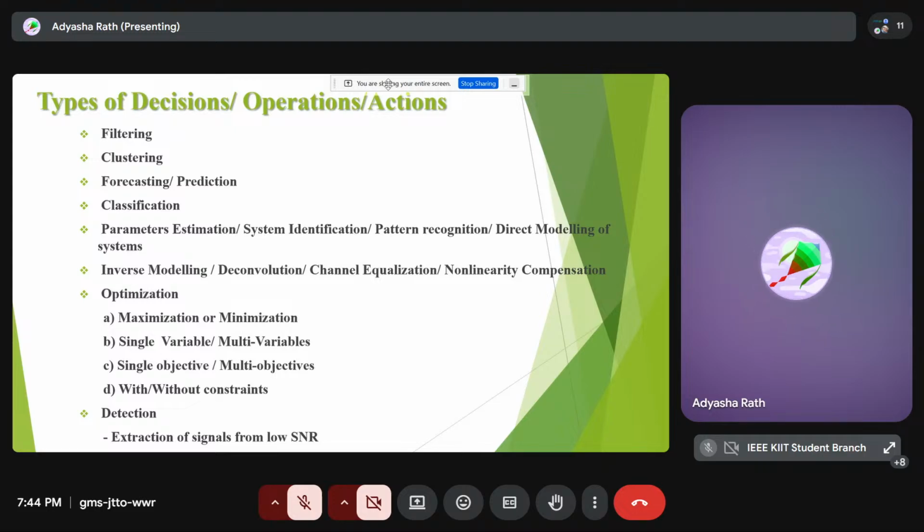Detection means whether something is present or not. But in the case of classification, it is whether it belongs to a different class or not. In the case of detection, it is whether that object is present or not. That is the meaning of detection.